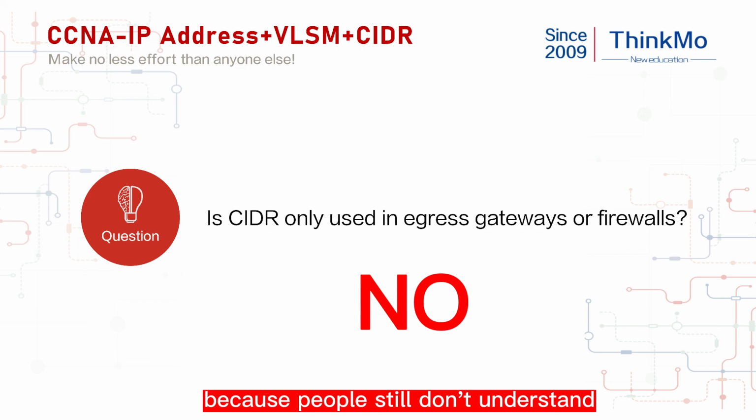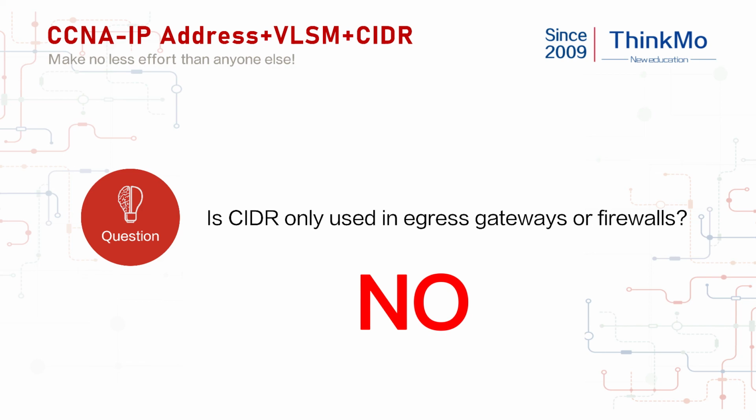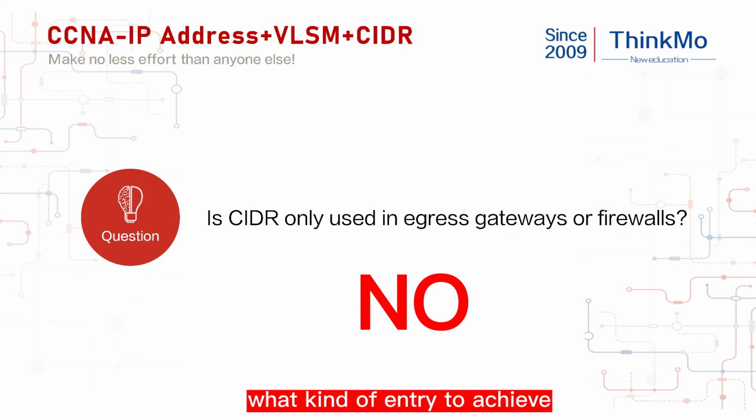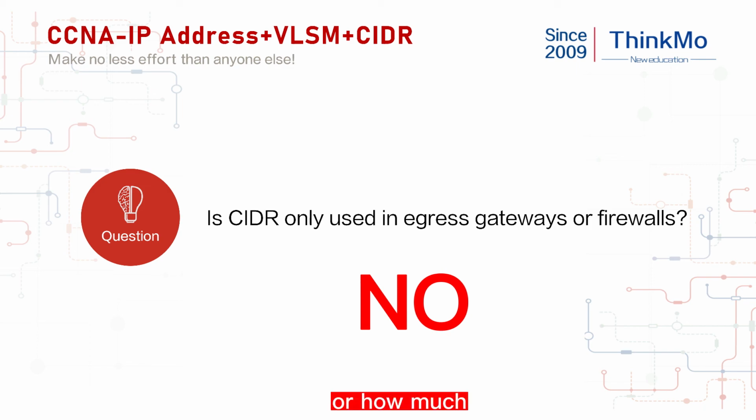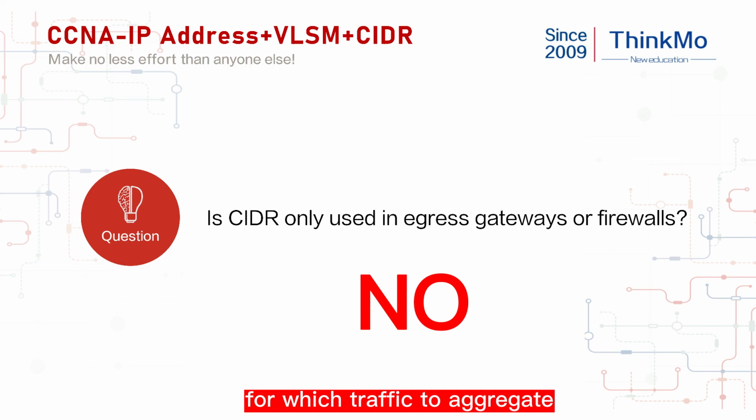Because people still don't understand how big our network should be, for example, what protocol is running, what the final configuration is, the size of the routing table, what kind of entry to achieve, or how much. If I do aggregation again, which traffic to aggregate, which traffic can be given up, which traffic must be precise. These people still don't understand, so when drawing, we won't draw all the scenes. This is just one of the scenarios.